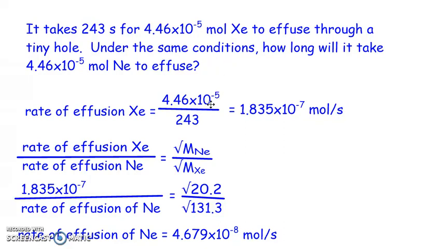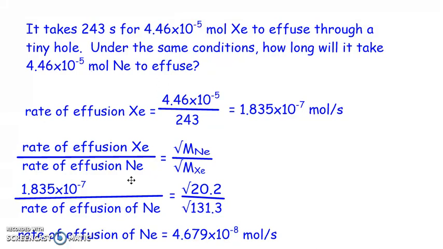Well, we have the number of particles, 4.46 times 10 to the negative fifth moles, divided by time. So the amount of gas that passed through divided by the time gives me the rate, which is 1.835 times 10 to the negative 7 moles per second. I can plug that into this equation.